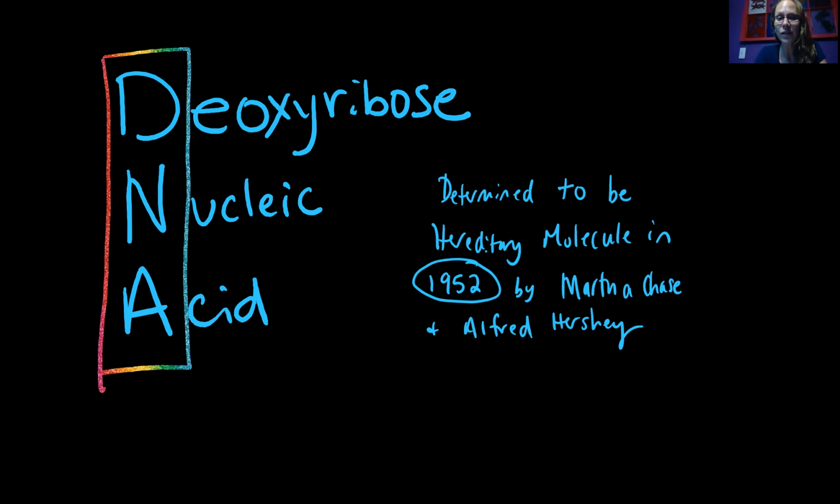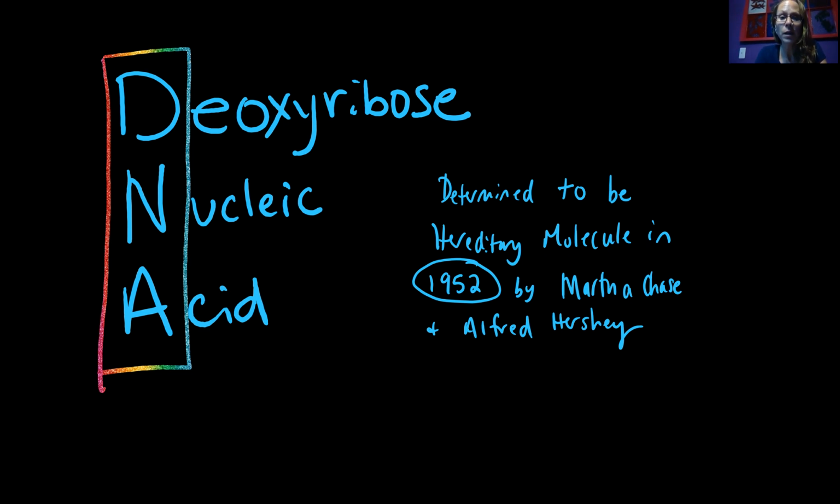So it wasn't until 1952 that Martha Chase and Alfred Hershey were able to successfully determine that the hereditary molecule was in fact DNA. Prior to that, the discussion was centered more around proteins as the possible hereditary molecule because of the complex shape of proteins.